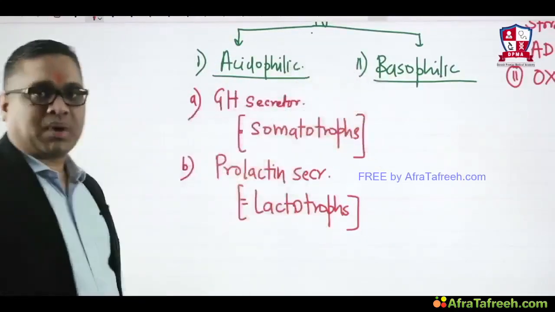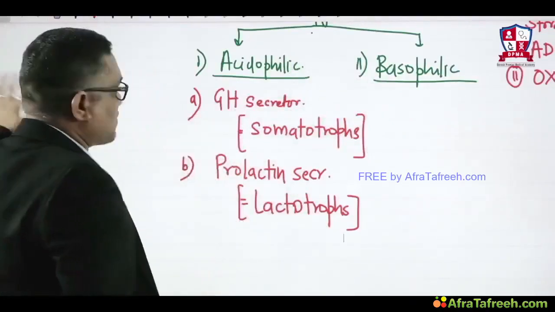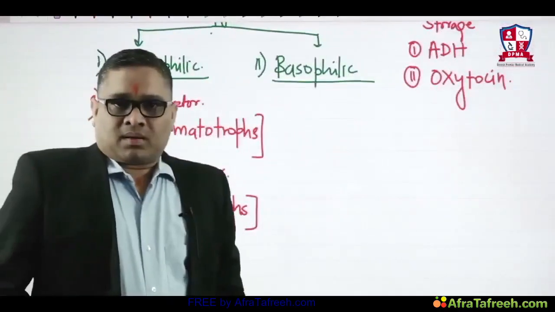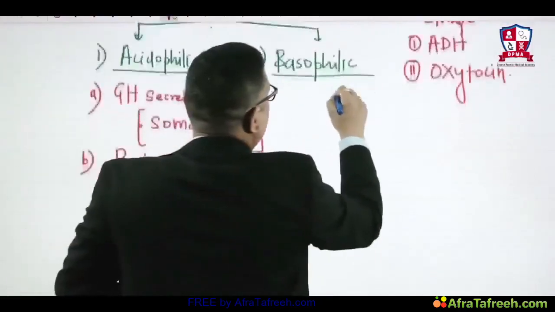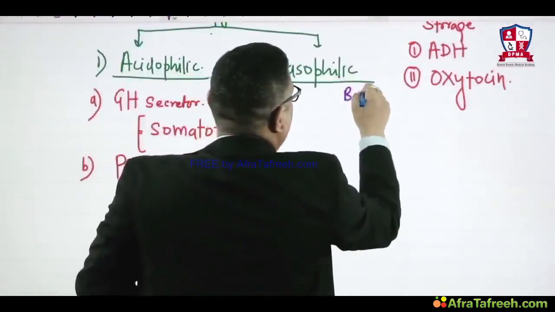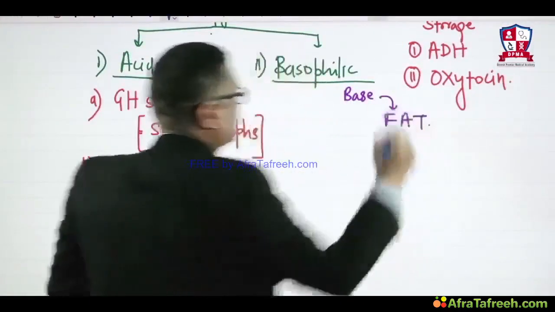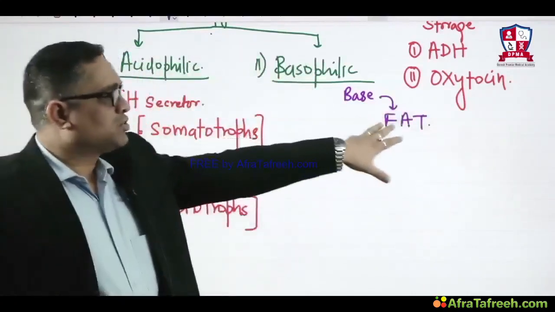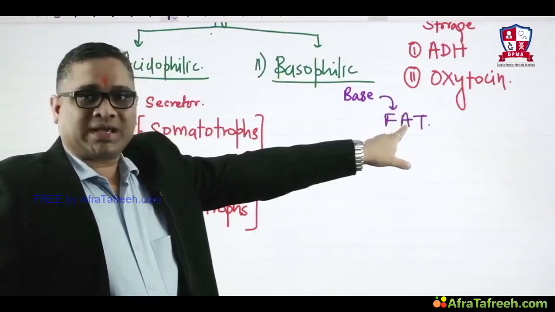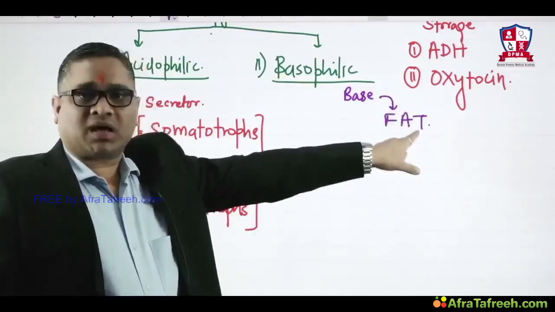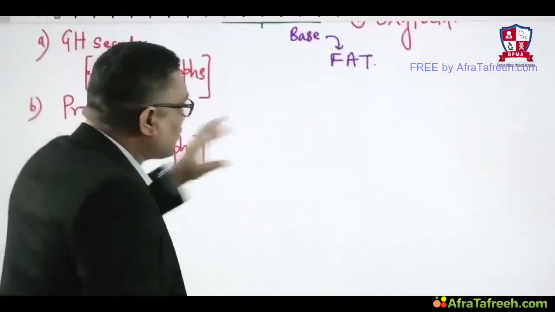Come to the basophilic part. Three types of cells are present in basophilic, which we will remember with a mnemonic: Base is FAT. So there are three hormone secretor cells: F for FSH and LH, A for ACTH secretors, T for thyrotroph, the TSH secretor cells. These are the three types of secretor cells which I am going to write here.